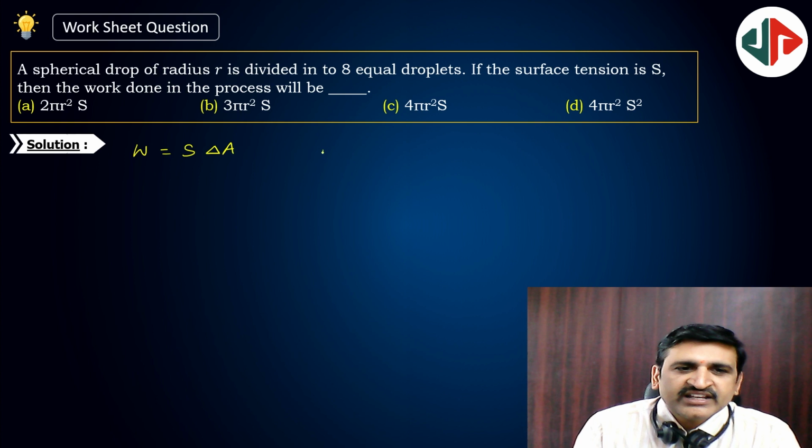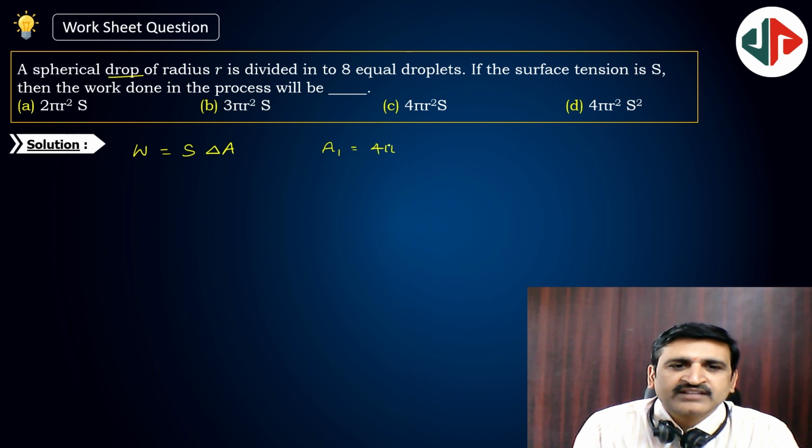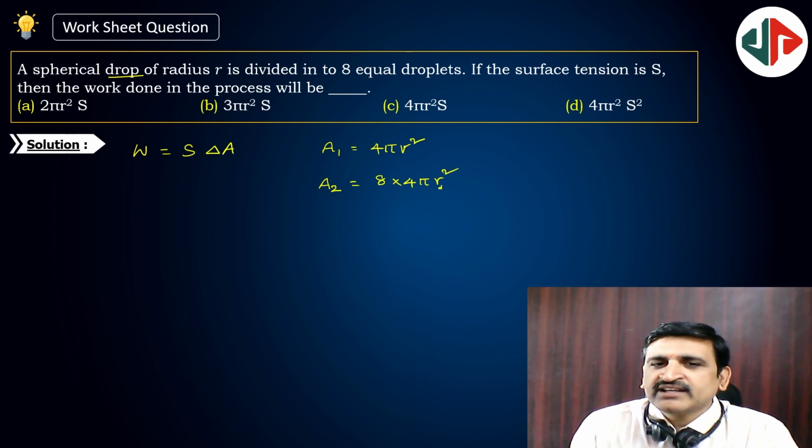What is the initial area? A1 is just one droplet, right? So only 4 pi r square is enough. This is the initial area. What about the final area? The final area is when 8 droplets came: 8 into 4 pi small r square, with the very small r written as r with a suffix d. The small r and the bigger droplet r relation we have to establish.